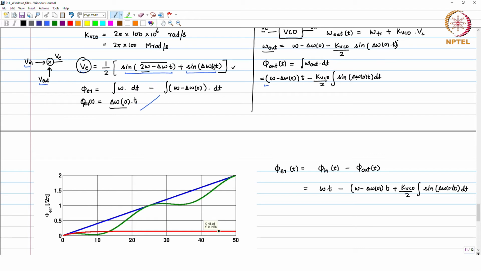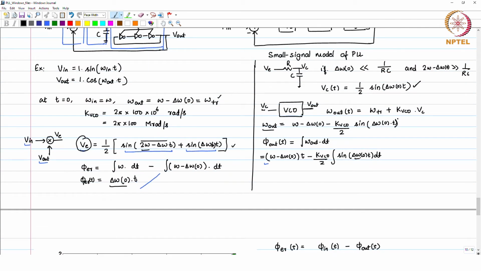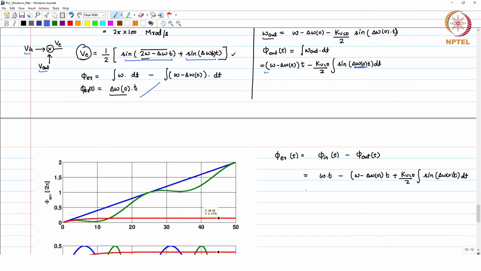You may ask the question, how will this remain at delta omega 0 all the time? Well, it will not remain at delta omega 0 all the time. This is just in the beginning, when you are closing the loop, that is the frequency error. When the loop is open, as you close the loop, the argument of this will keep on changing, but we are just trying to understand what happens in each case. So, here what you will see is that this is delta omega 0 times t plus k VCO by 2 into integral of sine of delta omega 0 t dt.